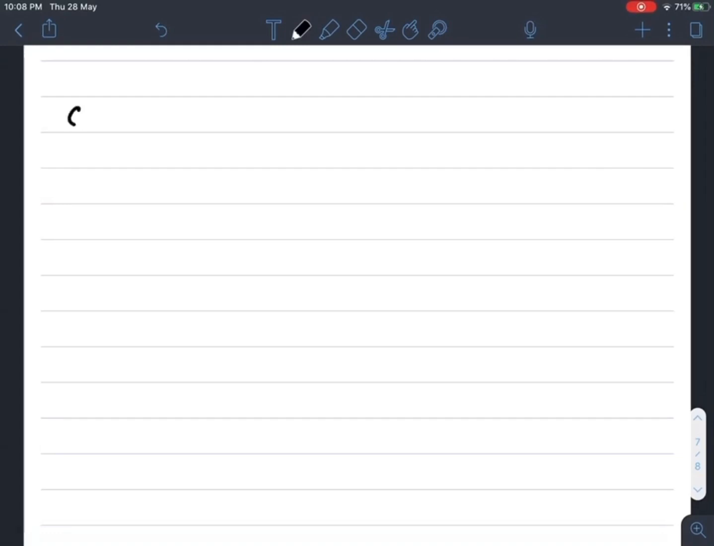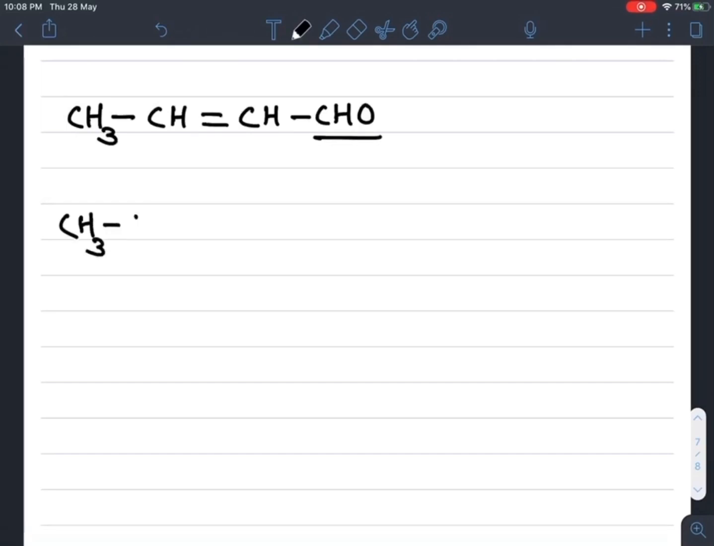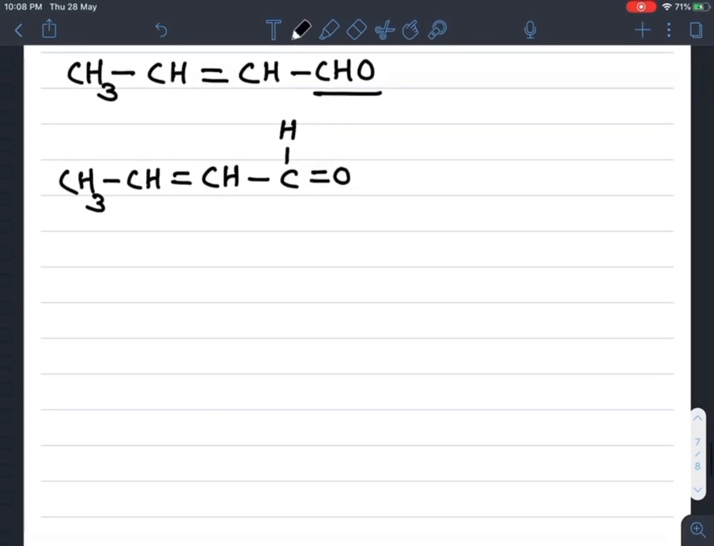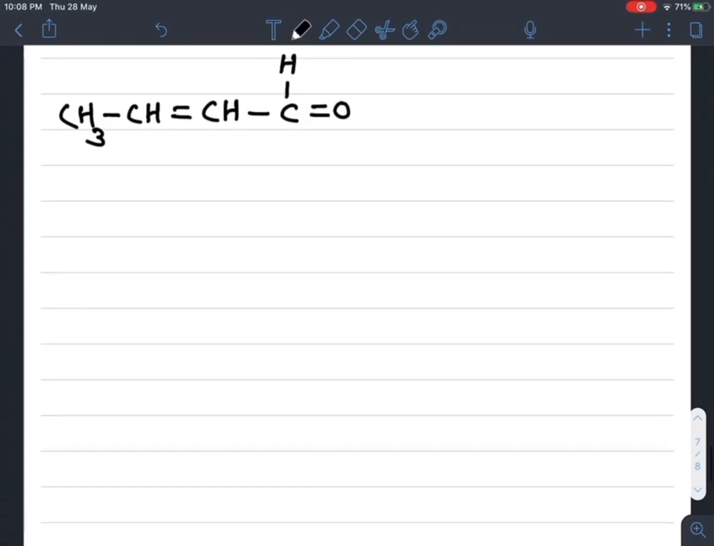If we take one more example, that is an unsaturated aldehyde, CH3CH double bond CHO. This CHO group I can write in structural form as CH3CH double bond CH double bond O. So what is the name of this aldehyde? Let's see how to give the name for this aldehyde.